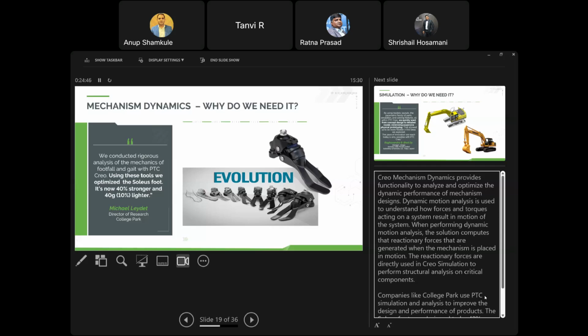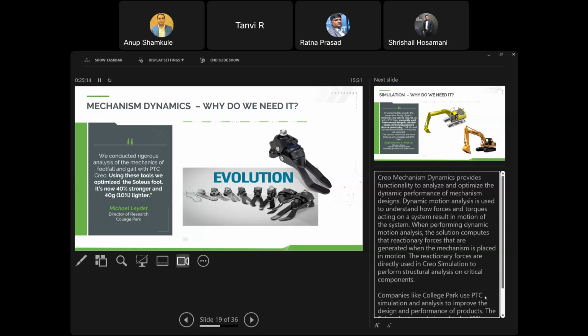Whenever dynamic motion analysis is used, it will be able to understand how forces and torques acting on a system result in a motion of the system. Whenever we perform this dynamic motion analysis, the solution computes the reaction forces that are generated whenever that mechanism is placed in motion.